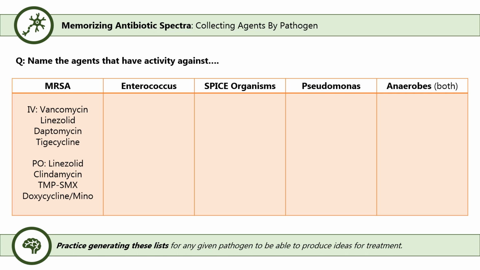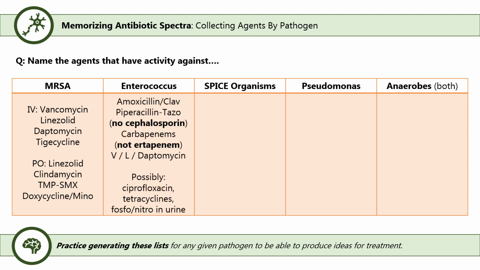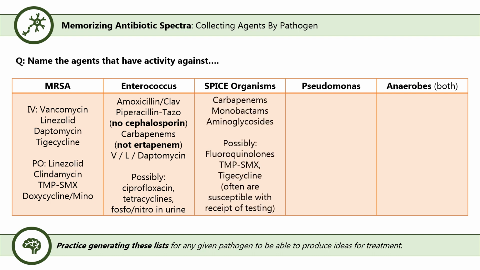For enterococci, we know that amoxicillin plus or minus clavulanate, piperacillin-tazobactam, and carbapenems can kill Enterococcus faecalis, whereas vanco, linezolid, and dapto can kill both faecalis and faecium. Ciprofloxacin, tetracyclines, fosfomycin, and nitrofurantoin might have some activity, but we usually await susceptibility for these. For SPICE organisms, we have carbapenems, monobactams, tigecycline, and aminoglycosides as reliable agents. Fluoroquinolones and TMP-SMX might be great step-down options once we have susceptibilities.